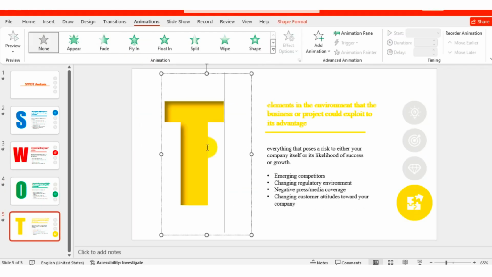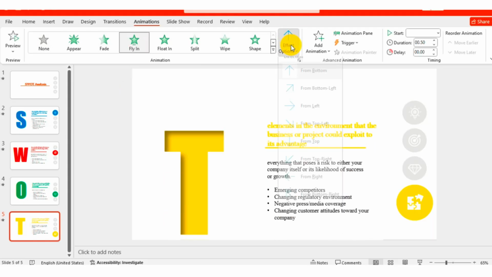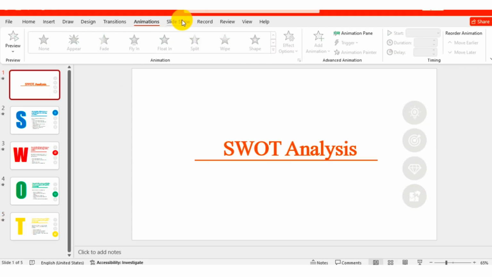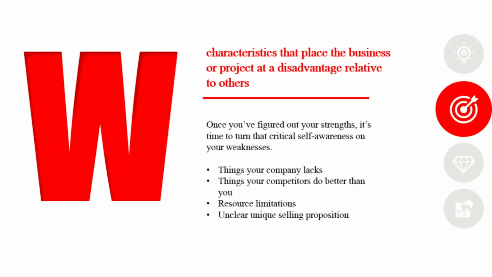We're almost done. Let's take a final look at our presentation and make any necessary adjustments. And that's it. We've created an engaging presentation in PowerPoint using the morph transition. I hope you found this tutorial helpful and informative.